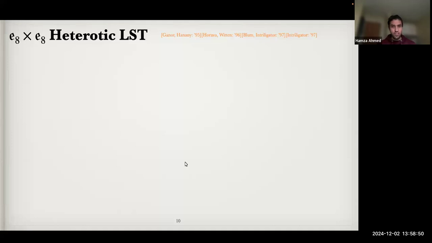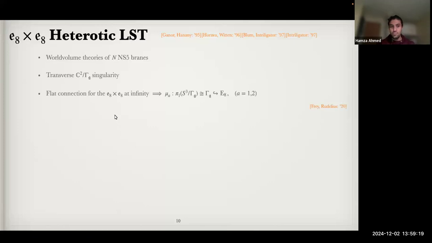So in the E8 times E8 heterotic LST, we know that we have NS5 branes. And these theories are essentially the world volume theories of a stack of NS5 branes. In particular, the transverse space can be pretty rich. It can be this orbifold singularity, which defines, as I'll explain on a later slide, the singularity type of your LST. So this is another piece of data that defines your E8 times E8 heterotic LST.